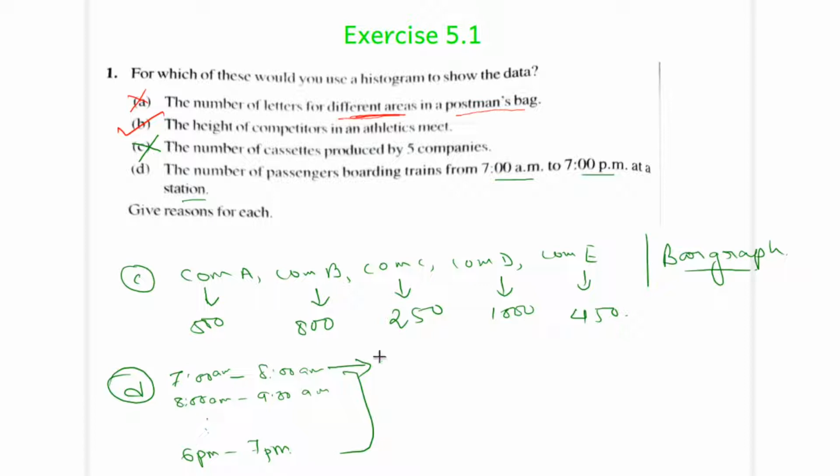Suppose from 7 a.m. to 8 a.m. 7 passengers boarded the train, here 10 passengers, here say 90 passengers. These data are continuous data, and we will use what? A histogram to represent the continuous data in graphical form. So I hope you have understood question number 1.